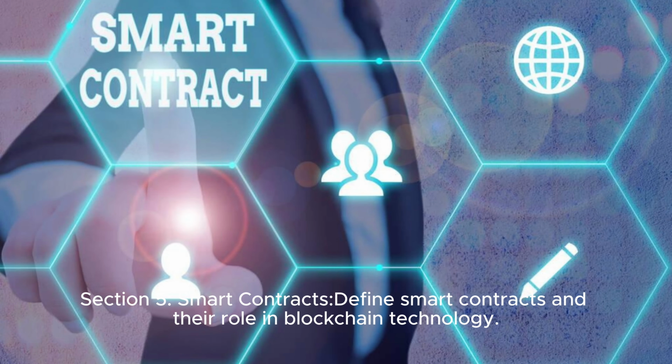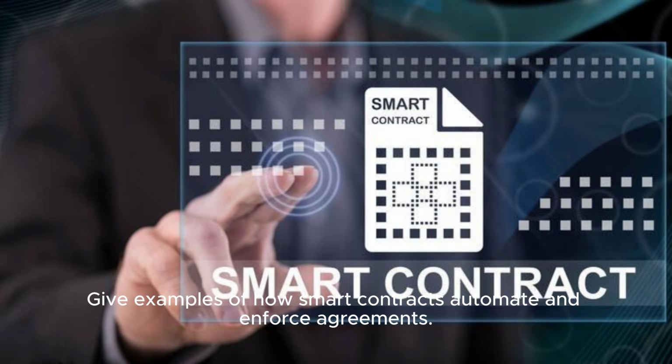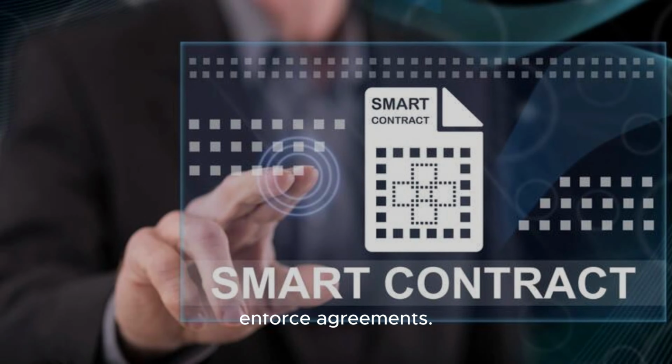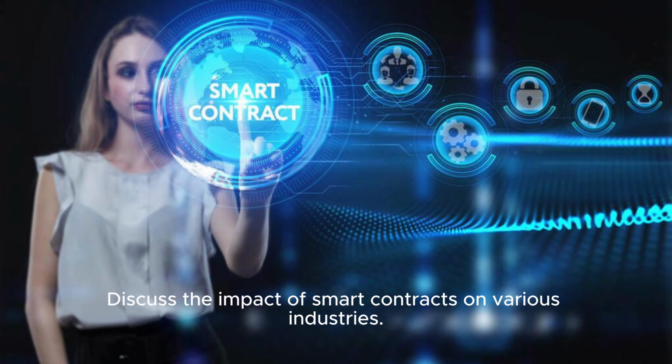Section 5. Smart contracts. Define smart contracts and their role in blockchain technology. Give examples of how smart contracts automate and enforce agreements. Discuss the impact of smart contracts on various industries.